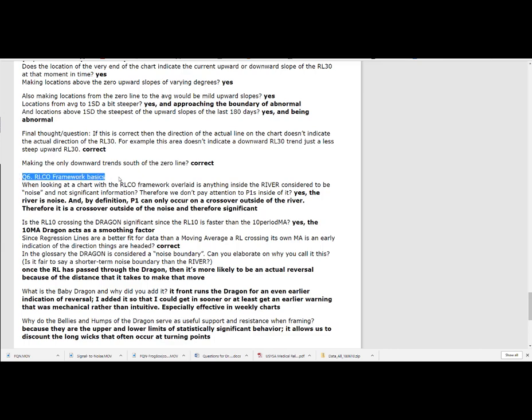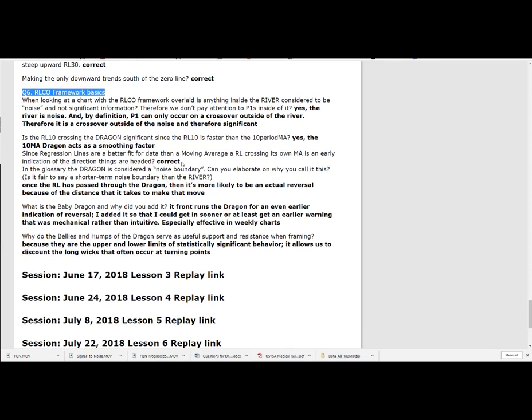Next, had some questions about the RLCO framework. Is everything inside the river considered to be noise and not significant? Yes. The river is noise because that's average plus or minus 1. Also, you can't have P1s inside the river because a P1 is defined as an RLCO outside the river. So you can only have them outside. Now, you'll get crossovers inside the river, but it's not a P1. A P1 has a precise meaning in the way that we use that.